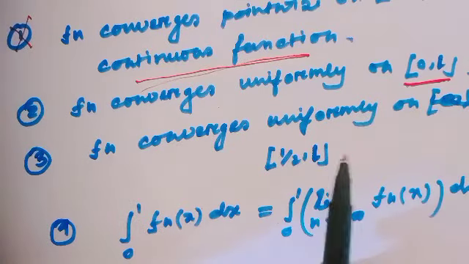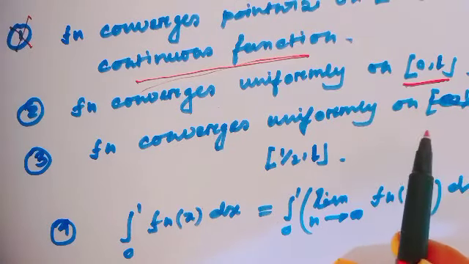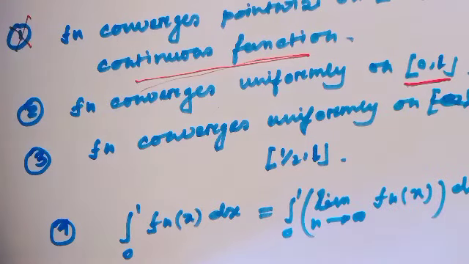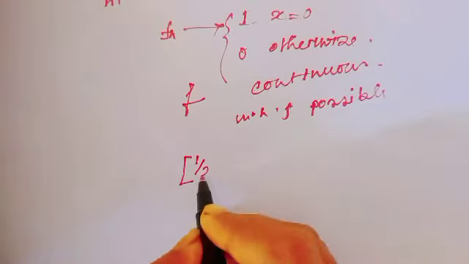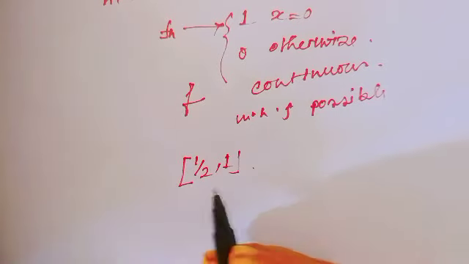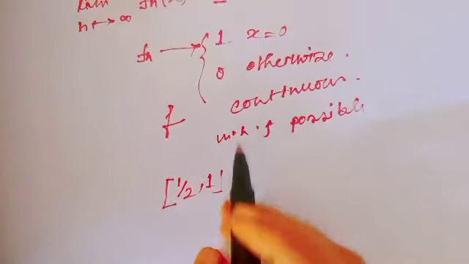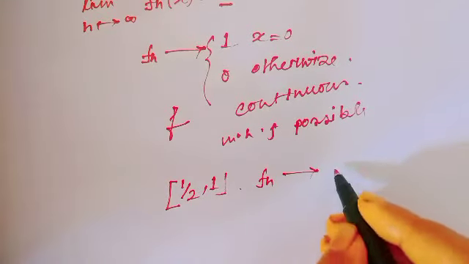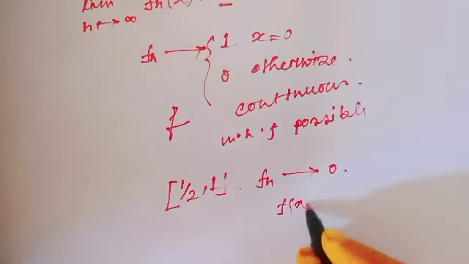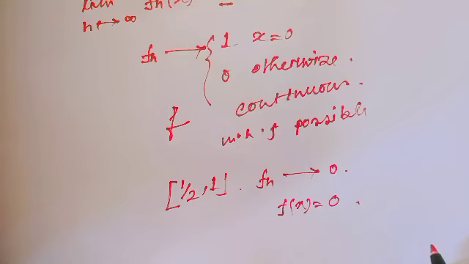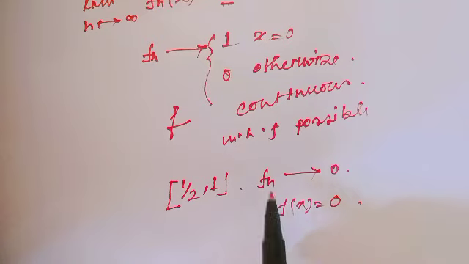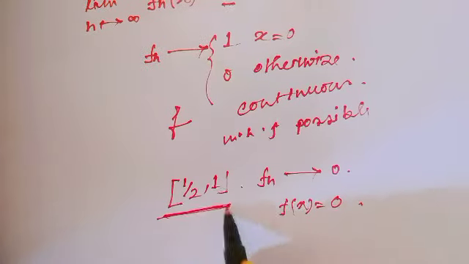Option 3 indicates Fn converges uniformly on the set [1/2, 1]. In the interval [1/2, 1], notice the sequence of functions Fn converges to the 0 function. That means here f(x) equals 0. Therefore, let's see whether this sequence of functions is uniformly convergent in this interval.